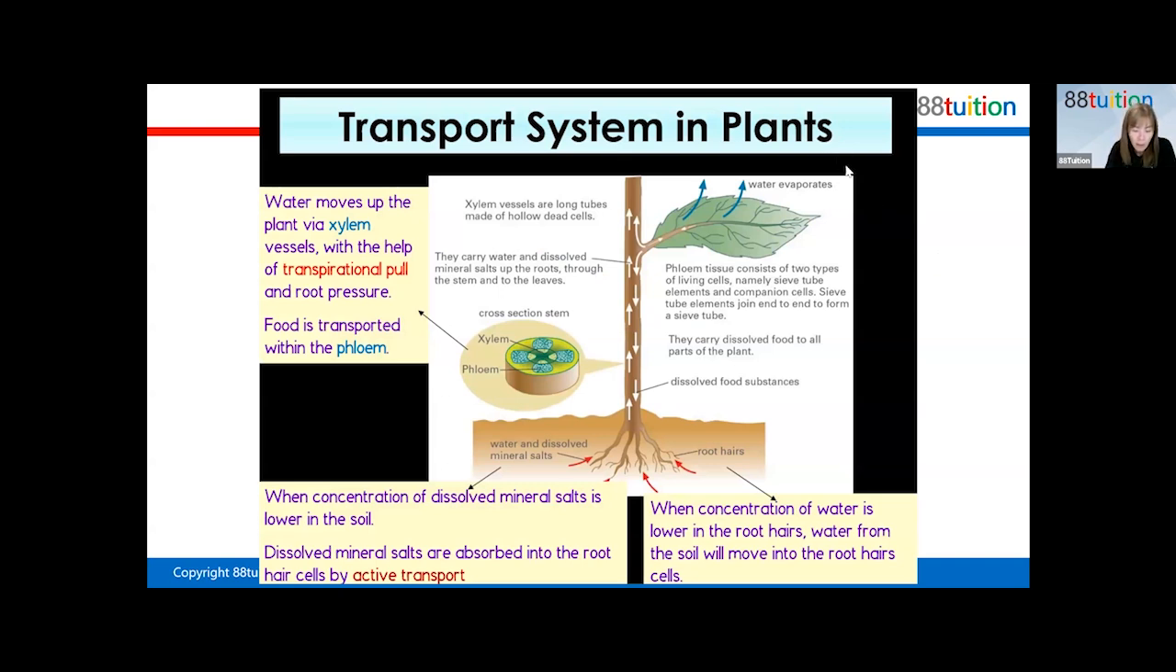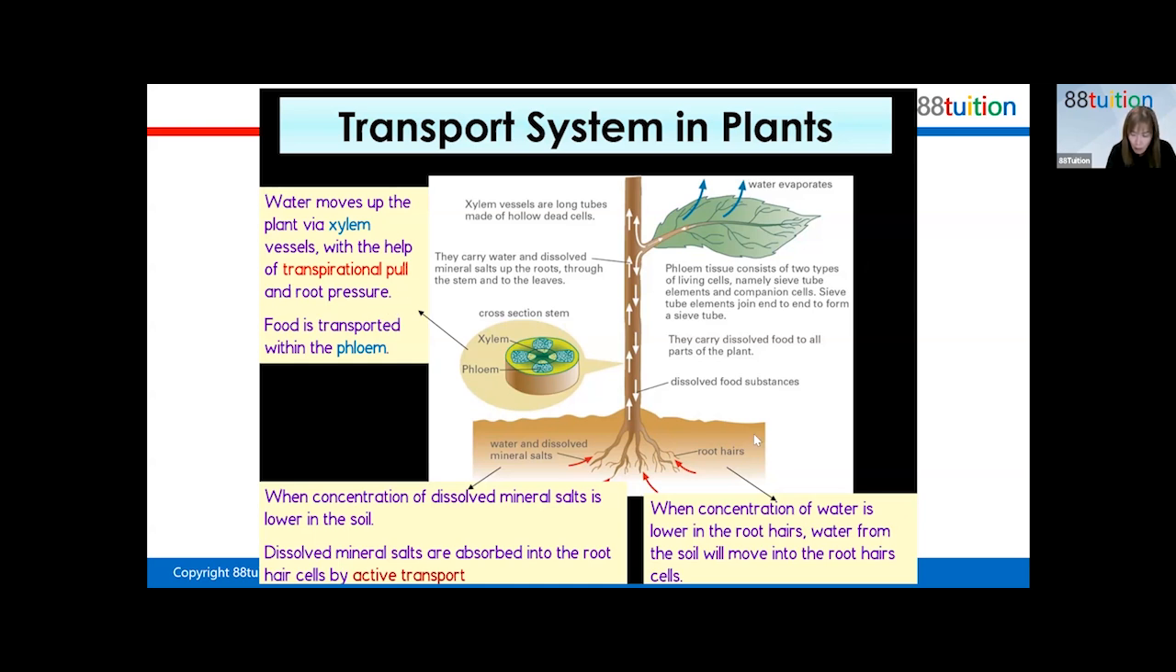Transport system in plants. The transport system consists of the xylem and the phloem, because these are the two tubes that serve to transport substances. What do they transport? For the xylem vessels, water as well as mineral salts will move up the plant via these vessels with the help of the transpiration pull as well as root pressure. Now, can you see over here capillarity? Capillary action is not mentioned because it is not in your syllabus, but the truth is that it is part of it. But you need to know only transpiration pull as well as root pressure.